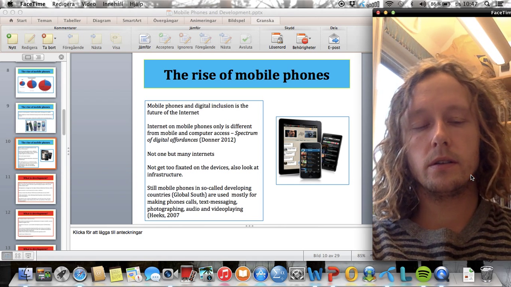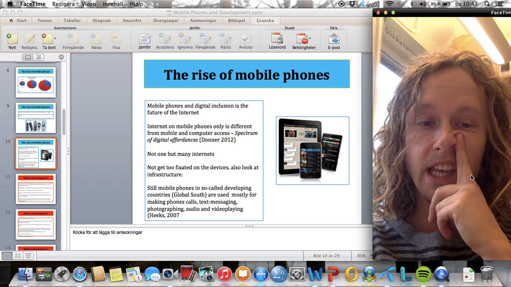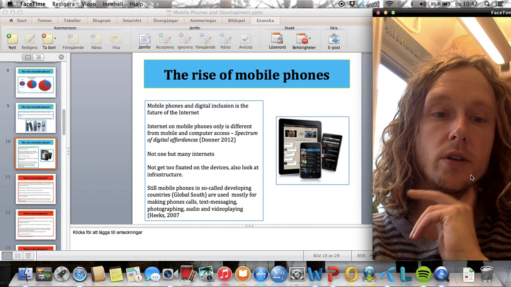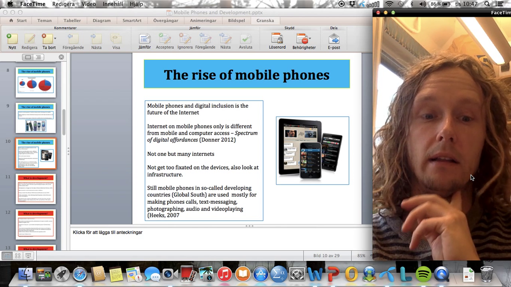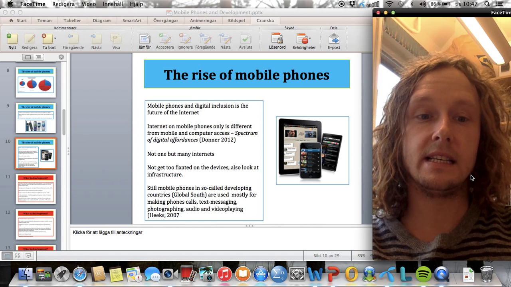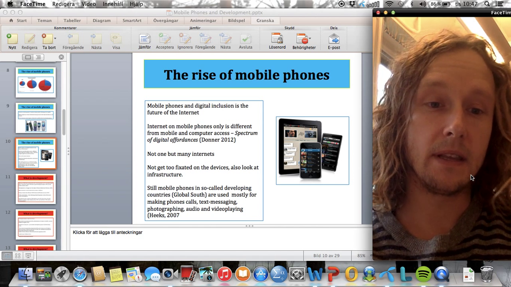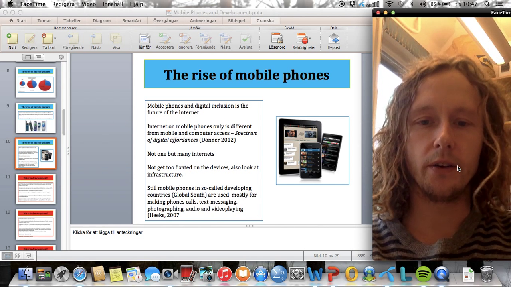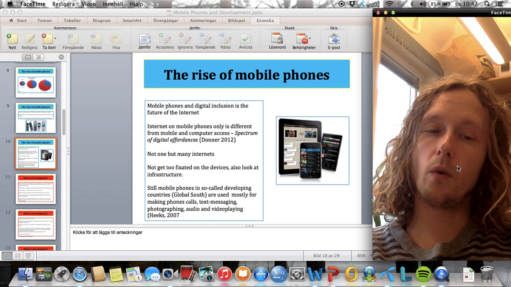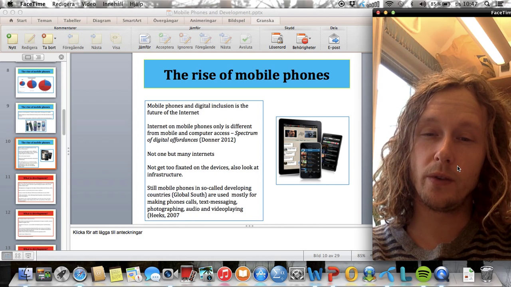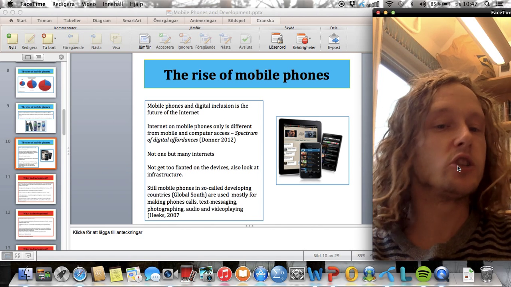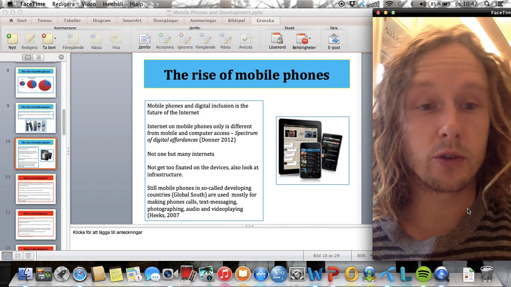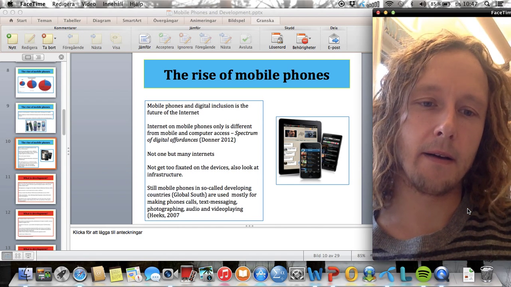So if we just think for a second about the future of the internet here, I think it's important to underline that the future of the internet is mobile. So mobile phones and digital inclusion are the future of the internet. This is according to one of the main people in the field, Jonathan Donner. However, he is also drawing our attention to the huge difference between having just access to the internet on your mobile phone and having access on your mobile phone, your smartphone, and on your computer as well.